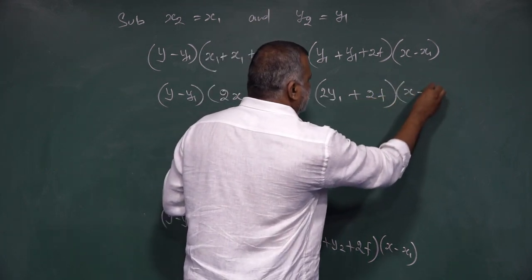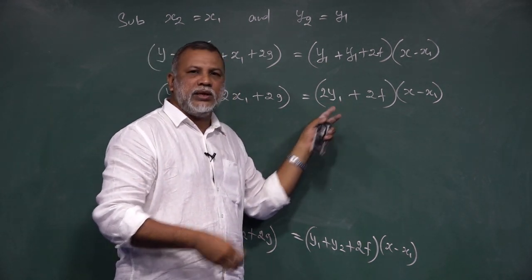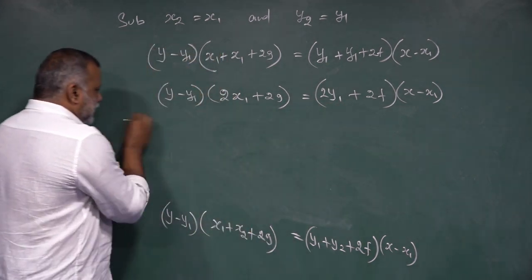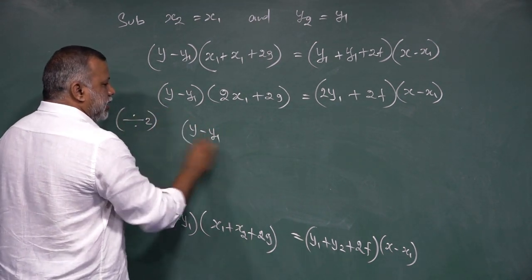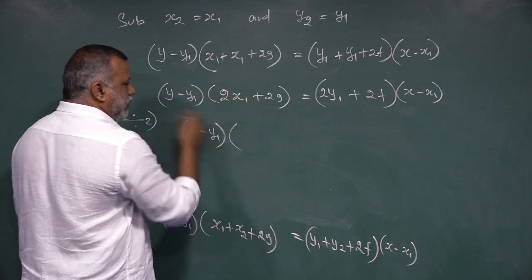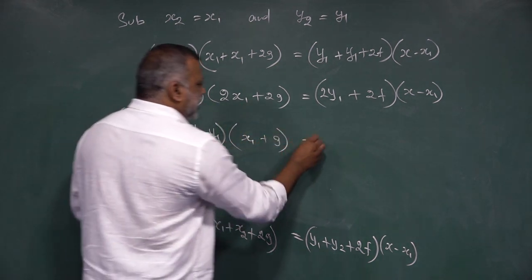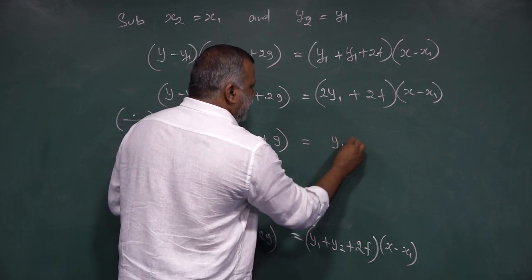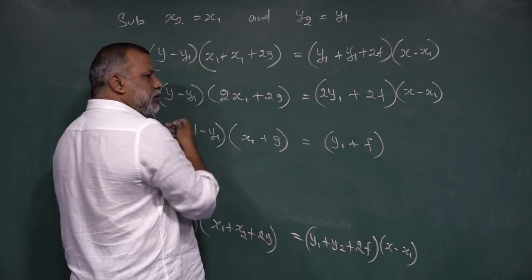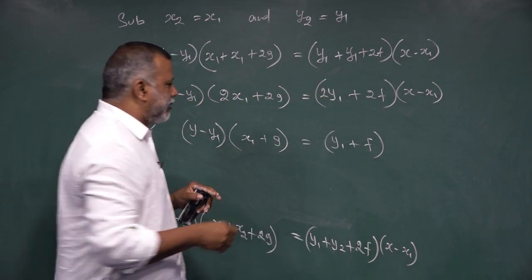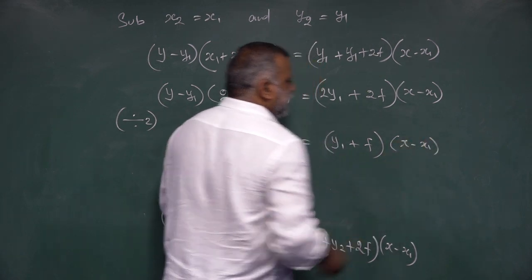then x minus x1. Take out 2 from this one, again take out 2 from this one, we can divide both sides by 2. Now the above equation is modified: y minus y1 of, 2 will be removed, we can get x1 plus g is equal to here y1 plus f, 2 will be removed, take out 2, here also we can take out 2, it will be divided by 2. Then we can get x minus x1, x minus x1.